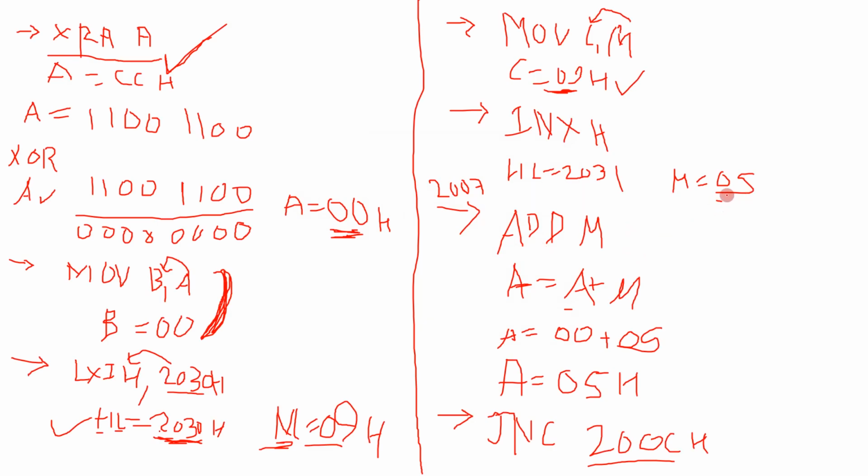Because this 05 we have to add 9 times, we then perform the ADD M instruction, which means A equals A plus M. A is 00 and M is 05. And the result will be stored in the accumulator itself.